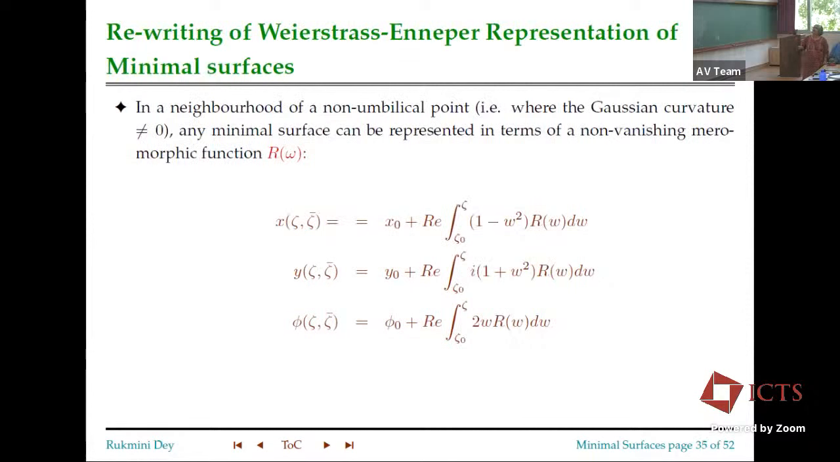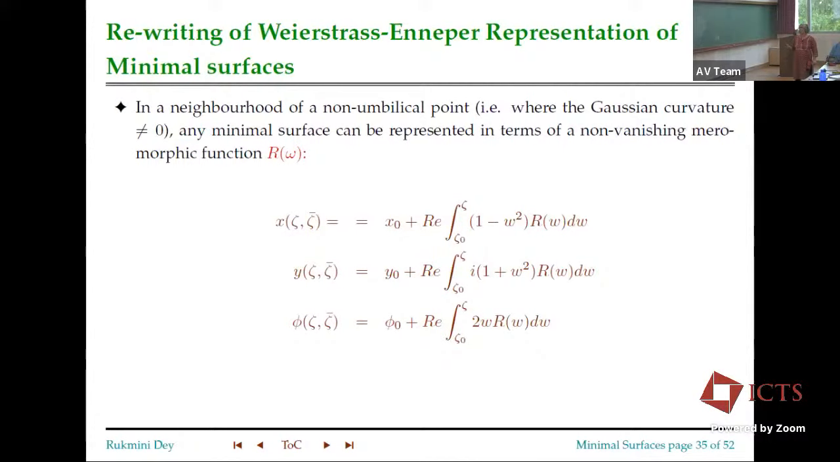And you can rewrite that equation like this. I won't get into the technicalities. In a neighborhood of a non-umbilical point where the Gaussian curvature is non-zero, any minimal surface can be represented in terms of a non-vanishing meromorphic function R(w). Okay, so that means you take a non-vanishing meromorphic function R(w). I'll show you some examples. And you write these three equations. And as you see, these are actually the integral from zeta_0 to zeta of (1 minus w squared) R(w) dw. This is a holomorphic function of zeta. You take its real part. x_0 is a constant. x of zeta, zeta bar is this. y of zeta, zeta bar is this. z of zeta, zeta bar is this. Okay. Then you get a minimal surface.